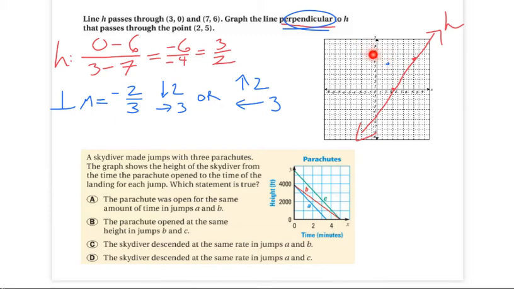This is what I have so far. So you can see that this blue line is now perpendicular to our red line, and it goes through the point (2, 5).